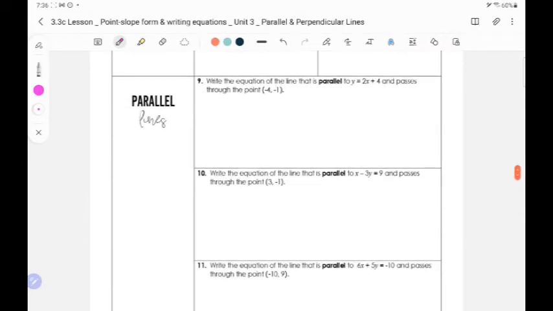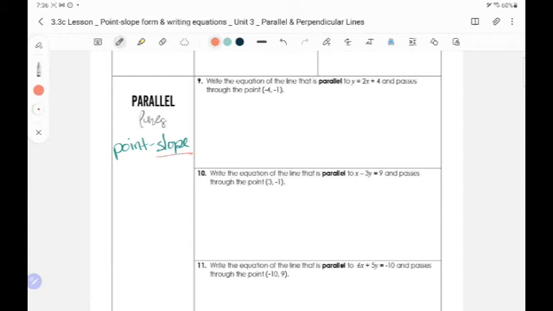So here we go. Write the equation of the line that is parallel to y equals 2x plus 4 and passes through the point -4, -1. So over here on this side, I'm going to make some notes. Remember, for point slope form, in order to do point slope form, we need a slope and a point. That's what this means. Literally, look at it.